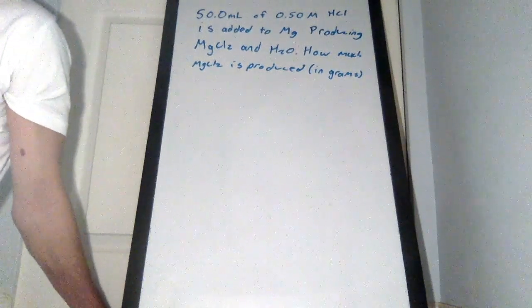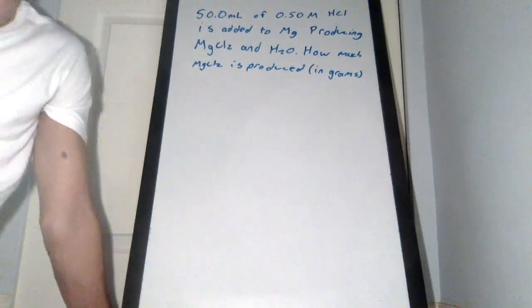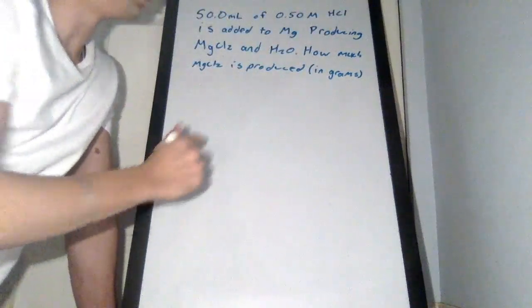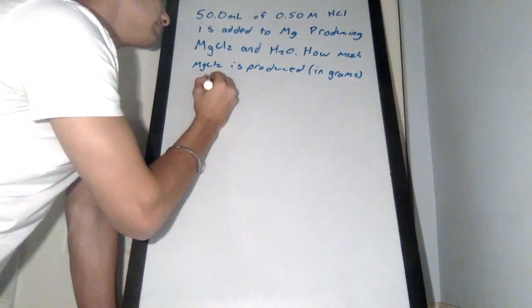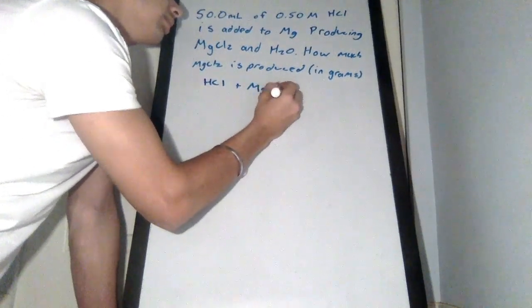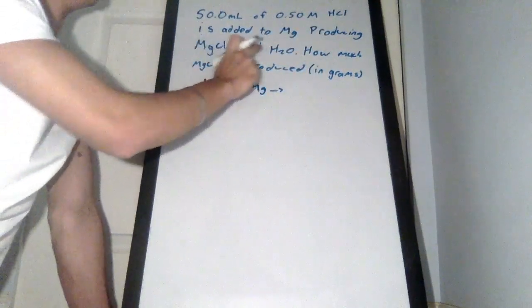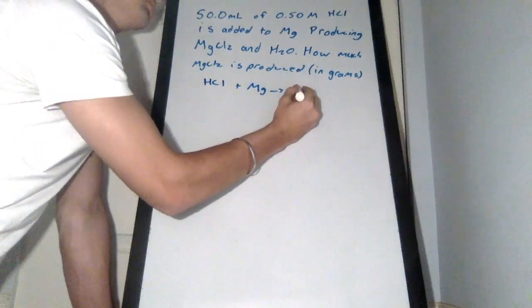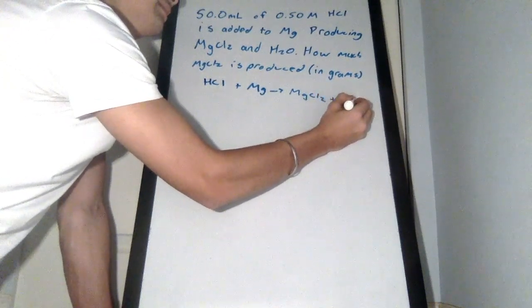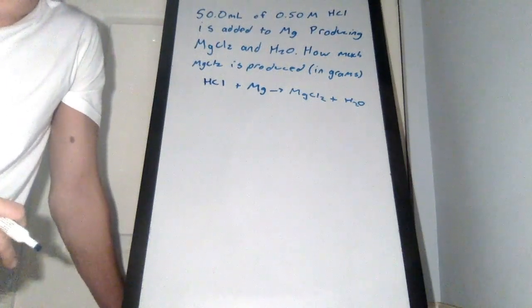Okay, so the first step here is to figure out what the balanced equation is. So we know we have magnesium added to HCl, so it's going to be HCl plus Mg. Now it says producing MgCl2 and H2O, so on the product side, we're going to have MgCl2 and H2O.